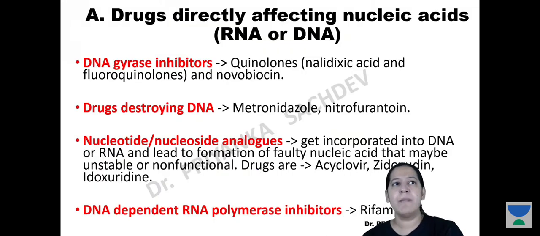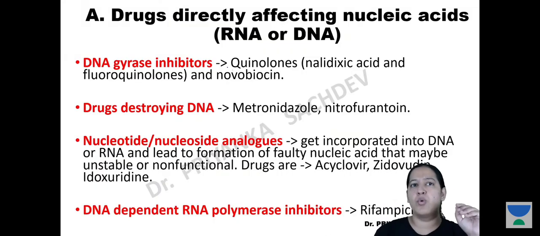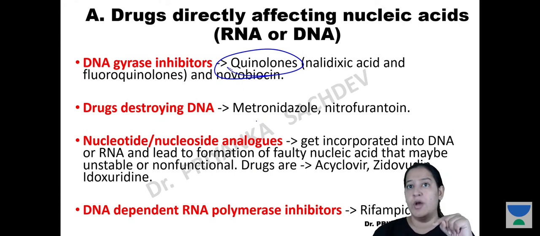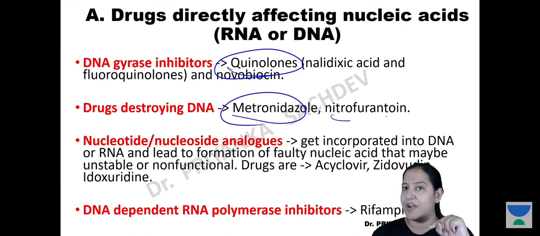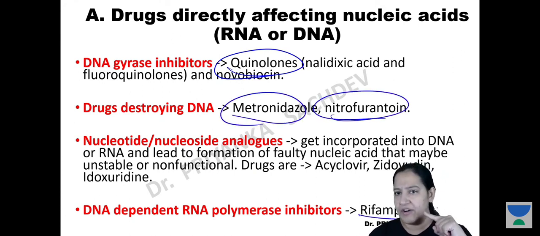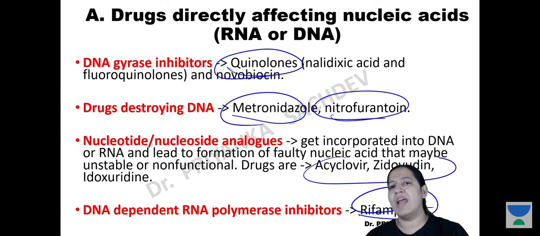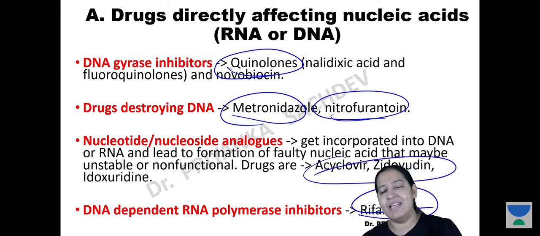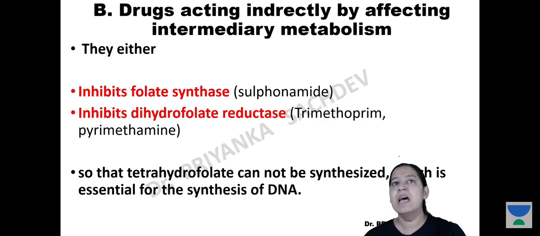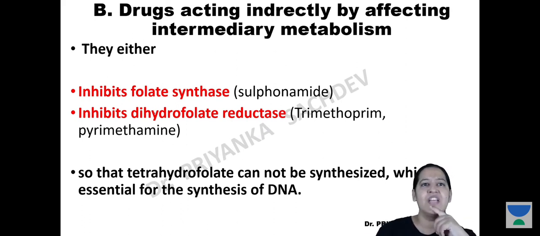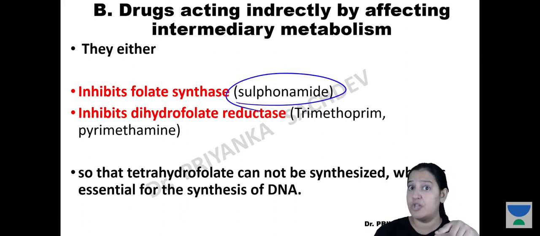So direct में कौन-कौन है? Direct में these are the drugs. Quinolones are there, which we will study today only. Metronidazole and nitrofurantoin is there. So rifampicin is there. All acyclovir, all anti-HIV drugs are there. और indirectly में आपके आ जाएंगे sulfonamides, which we will study today, and trimethoprim.